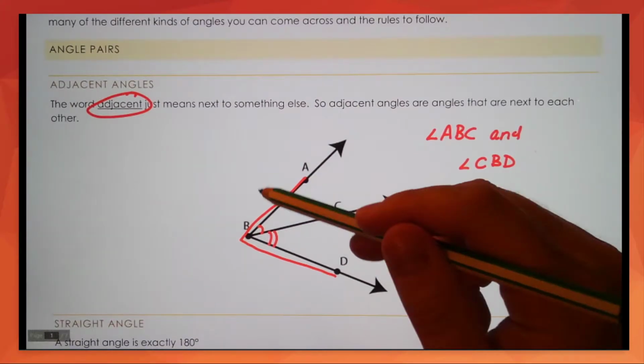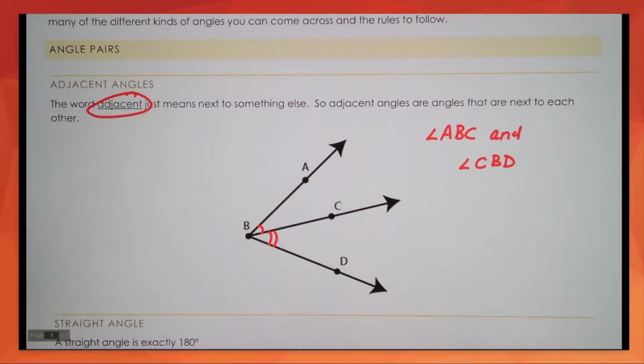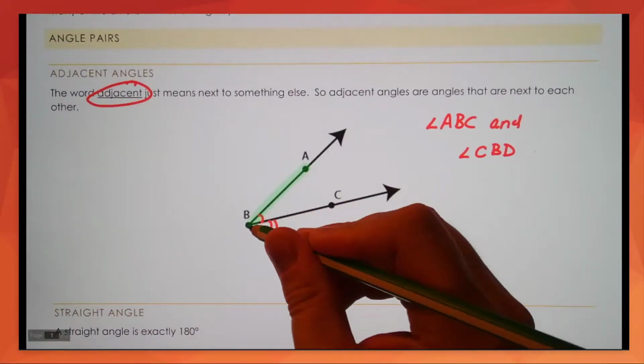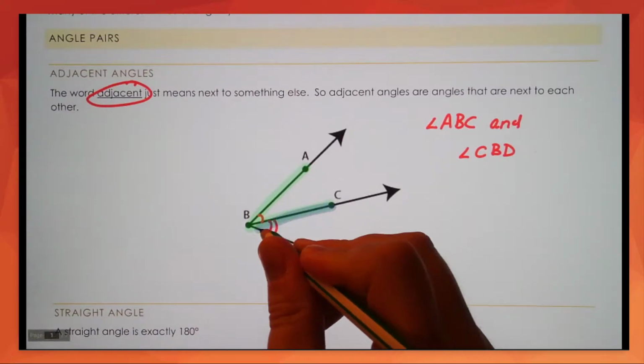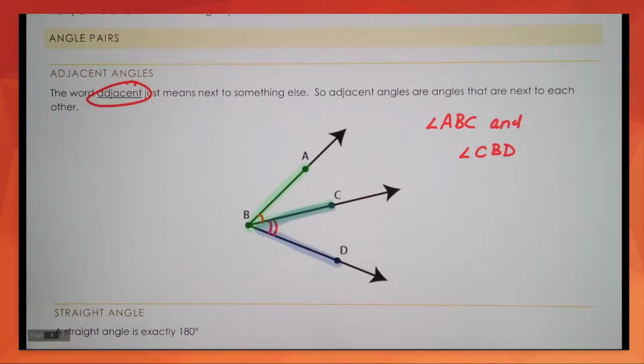And I'm going to erase that and just use two different colors here. So we're going to use ABC, that's one angle, right? And then the other angle that you see here is CBD. So that's your two angles. Those two angles are adjacent to each other, okay? That's what the definition is for this term.